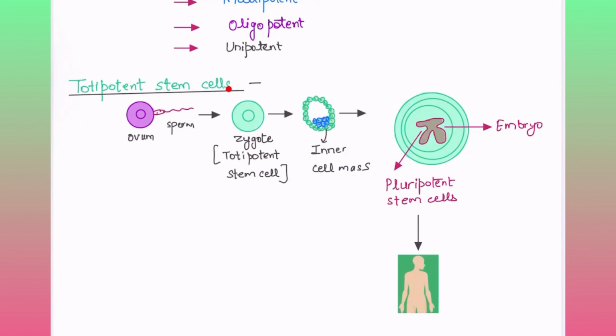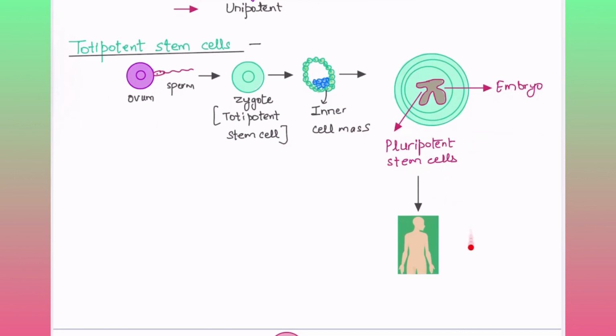Totipotent stem cells are those cells which can differentiate into multiple cell types, and they can even give rise to a whole individual. For example, when a sperm and ovum meet and fuse and produce a zygote, the zygote can be called a totipotent stem cell. Further, this zygote can differentiate into 2-cell, 4-cell, 8-cell, and 16-cell stages. And finally, it has an outer layer which gives rise to the extra-embryonic components and the inner cell mass, which gives rise to different organs of the embryo.